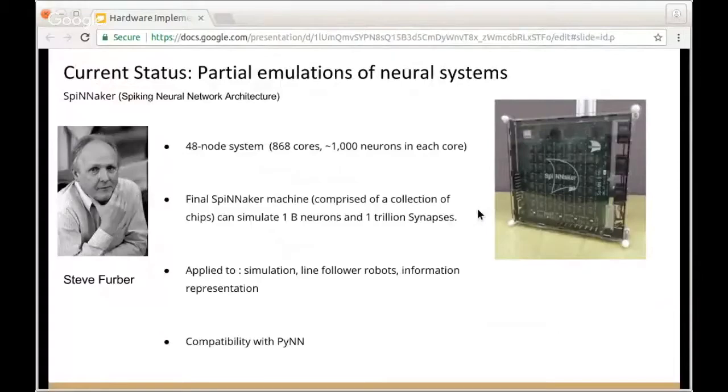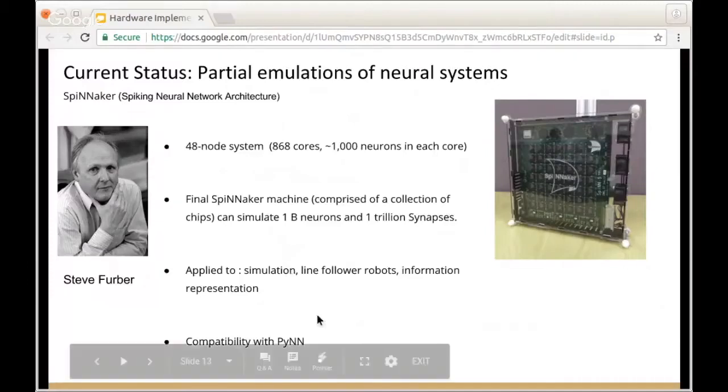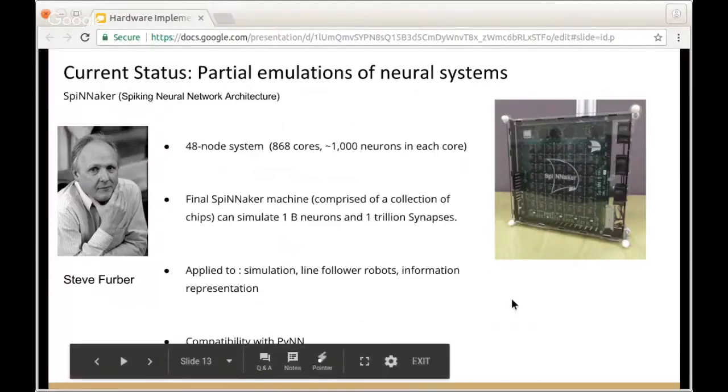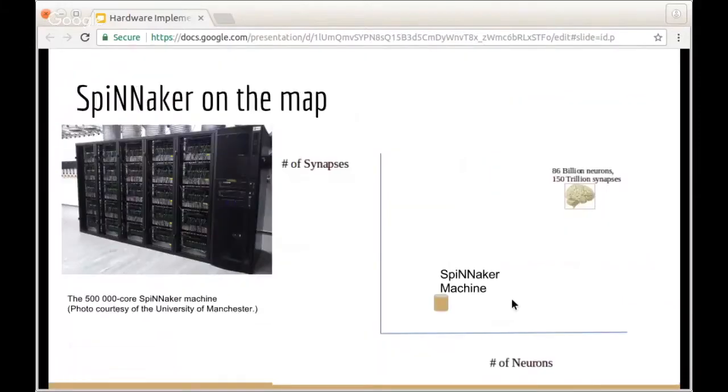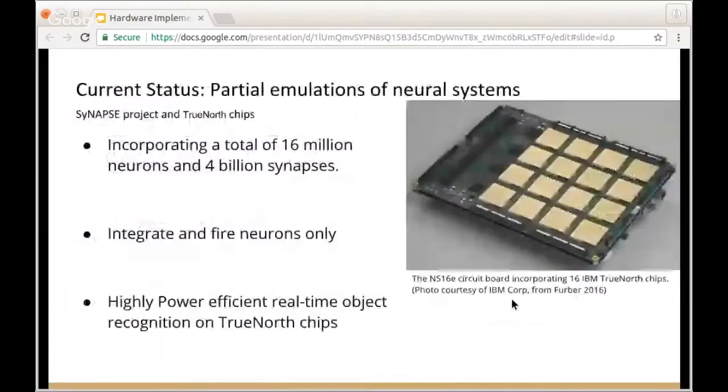Okay, all right. So this machine had been used for building line follower robots and information representation. And this is a machine with 500,000 cores. And this is a visual comparison.